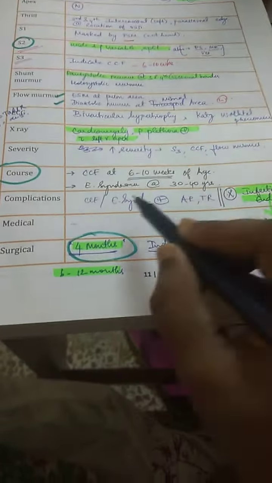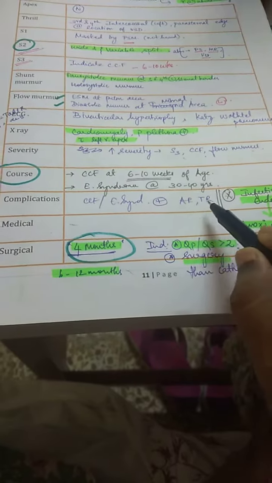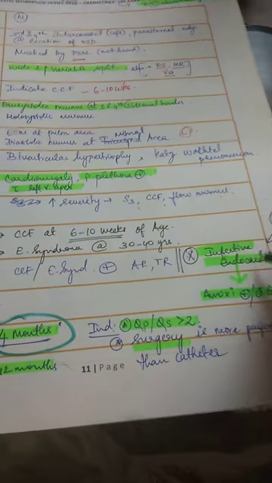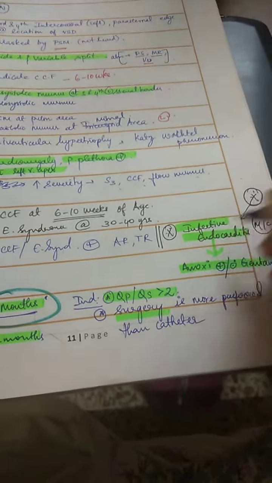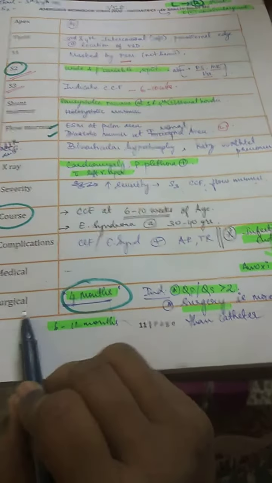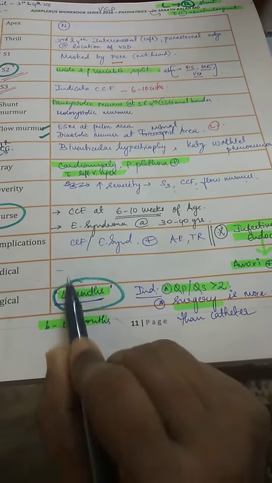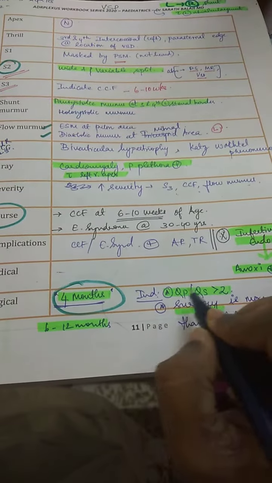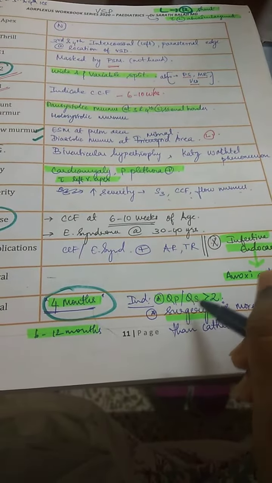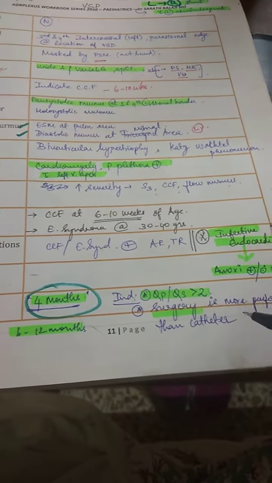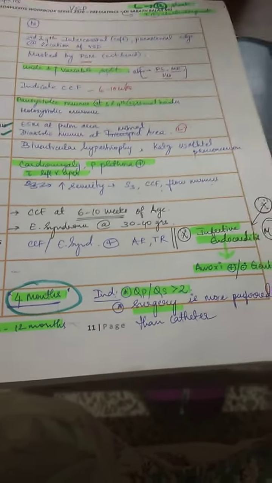Complications, again it's the same thing: Eisenmenger's, AR, that is aortic regurgitation, tricuspid regurgitation, and VSD is the only acyanotic heart disease which will develop into infective endocarditis, and for that you should give amoxicillin or gentamicin. And surgical is that around 6 to 12 months or 4 to 12 months you should do surgery when the pulmonary blood flow divided by the systemic blood flow is more than 2, and surgery is more preferred than the catheter.